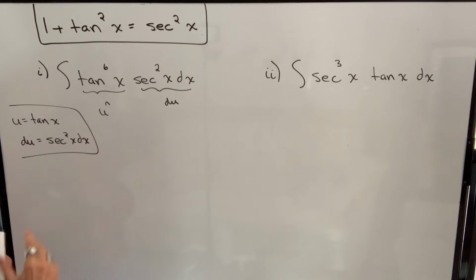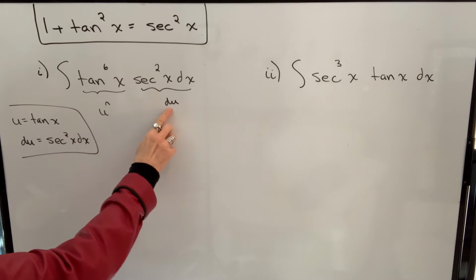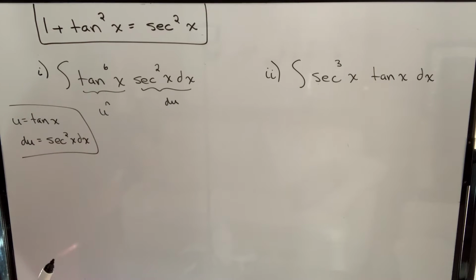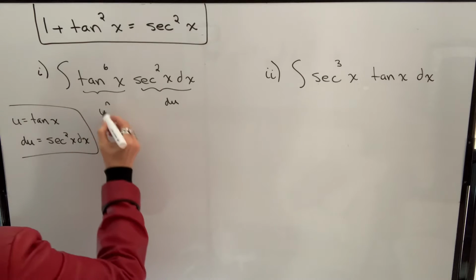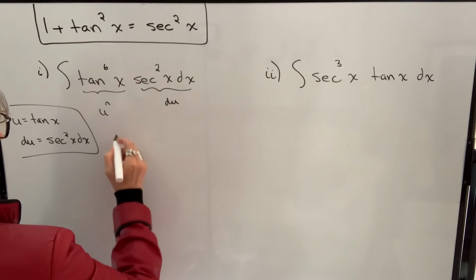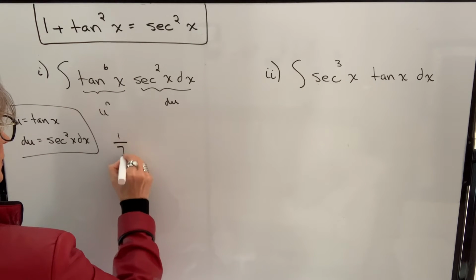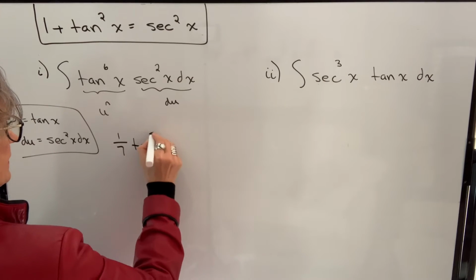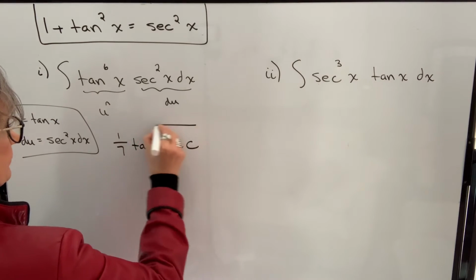So we already have our du factor exact, we don't have to do any manipulation. We're now going to use the general power formula that says the integral of u to the n du is 1 over n plus 1 times u to the n plus 1. So in this case, n is 6, so n plus 1 is 7. So the result will be 1/7 tan of x to the 7th power plus c.